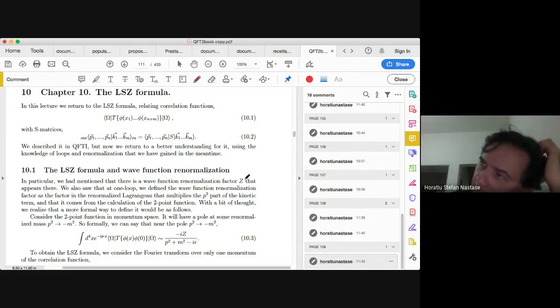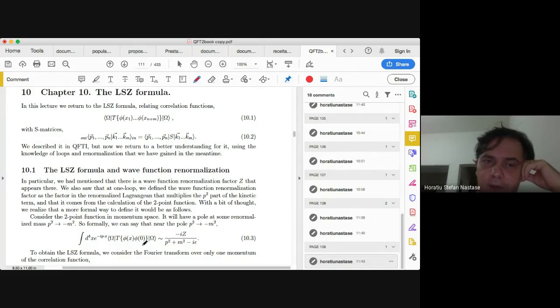So as we saw, we defined a factor Z that is the wave function renormalization, meaning the thing that multiplies the p-squared part of the kinetic term. But that in turn comes from the two-point function. So really, that means that we can think of the Z factor as coming from the quantum two-point function in the following way.